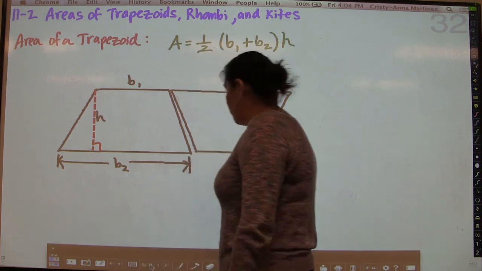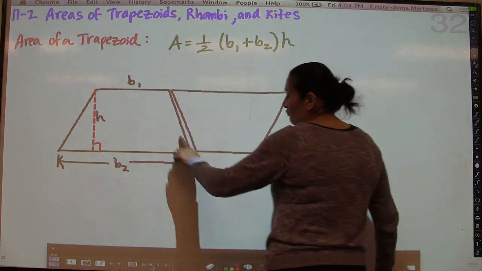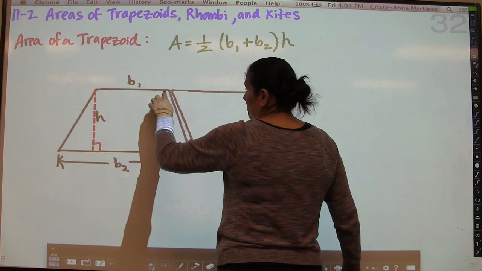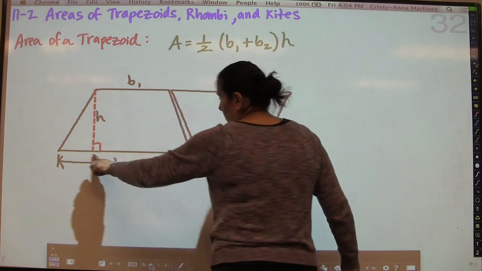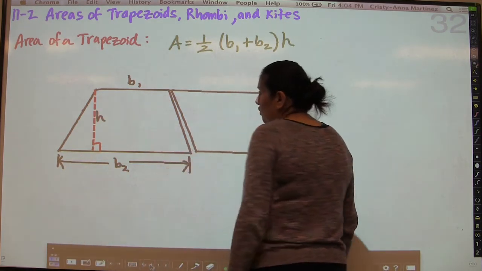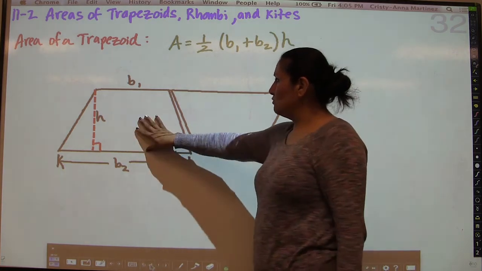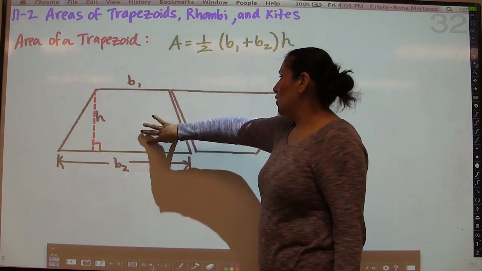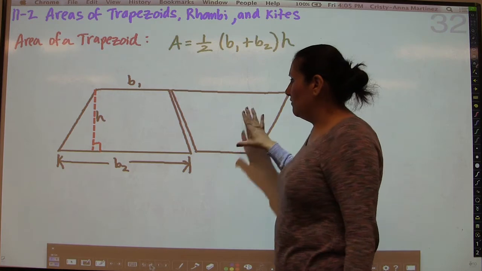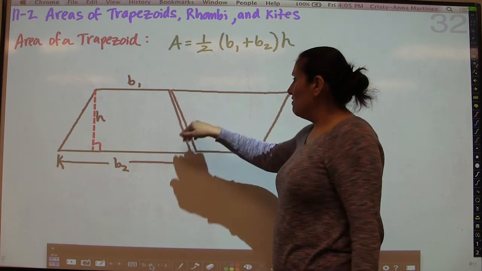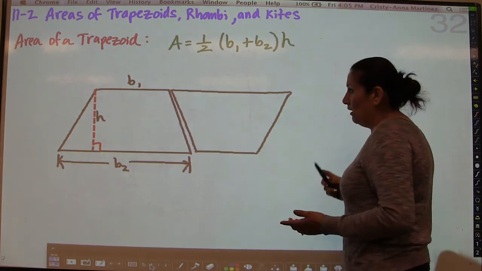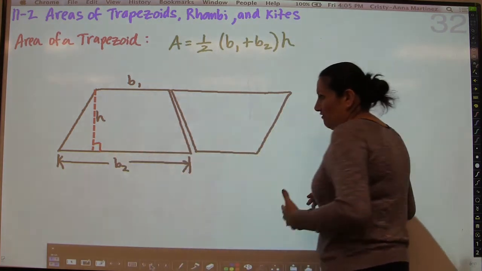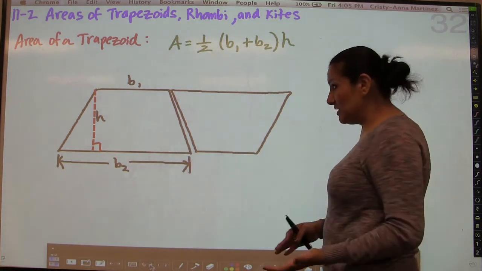Here's your first trapezoid, which has the first base on top, and then base 2 is on the bottom, and then you have your height. If you take the exact same trapezoid and rotate it, flip it over and put it together with the other one, then you have, again, a parallelogram. And the area of a parallelogram, we already said before, was base times height.